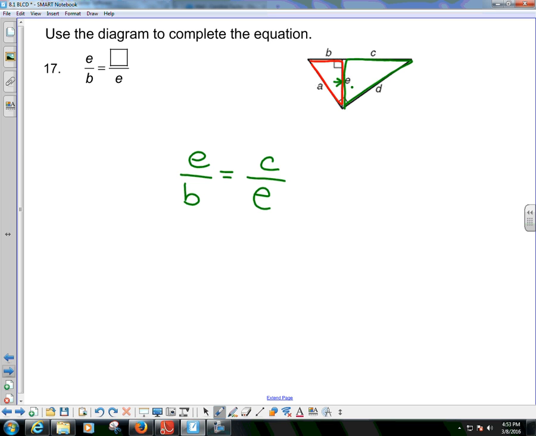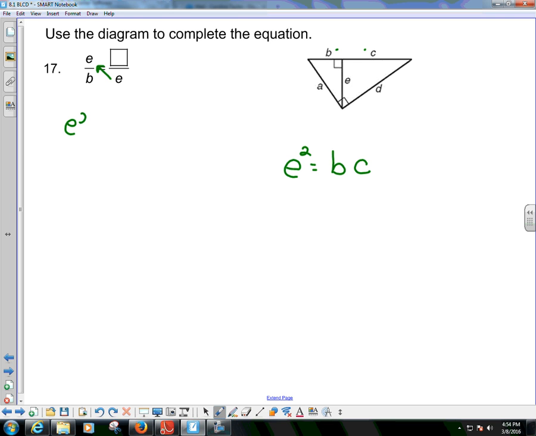So you can set up similarity ratios. That's one way to do this. I can use the corollary. The corollary says that the altitude squared equals the product of these two numbers. So B times C. If I cross multiply it over here, I would have E squared equals B times box. And I look over here and I say, all right, well, I have E squared, I have B, what goes in the box? Well, this is what goes in the box. So for number 17, the answer is C.